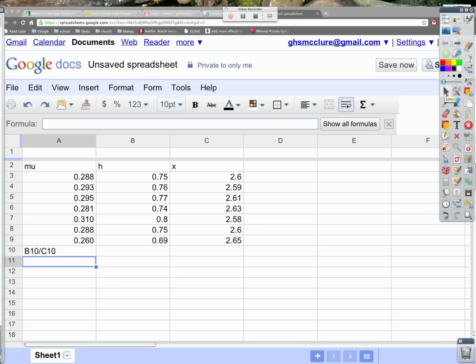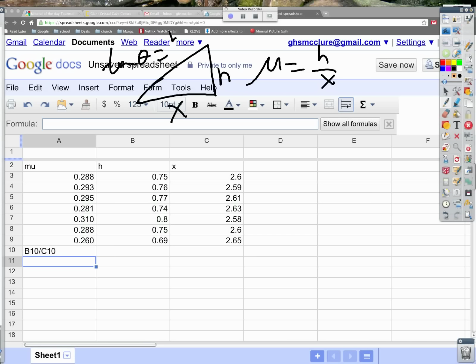Some people found mine or whatever. However they did that, that's up to them. But for us, because we did that triangle and we measured X and H, we saw that tangent of theta was H over X, and we saw that mu is equal to tangent theta, we knew that right away. We also knew, remember, that mu is equal to the hanging mass over the mass of the block.